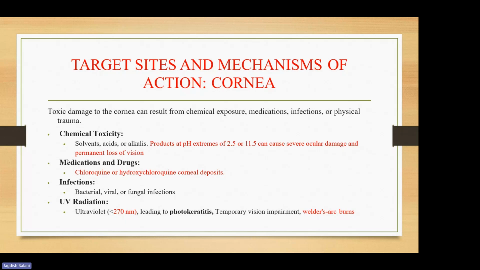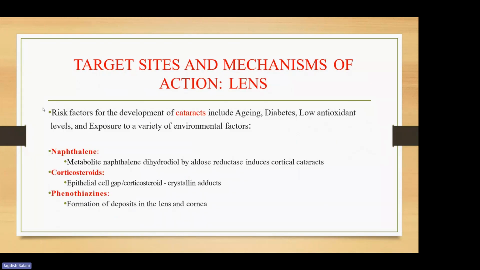Then infections, bacterial, viral, or fungal, also create keratitis or some inflammatory changes in the cornea. UV radiation, ultraviolet below 270 nanometers, leads to photokeratitis and temporary vision impairment. You might have seen welders using bright light, and it may sometimes create welder's flash burn. It is temporary only, but it happens. Then for the lens, there are risk factors for developing cataract.